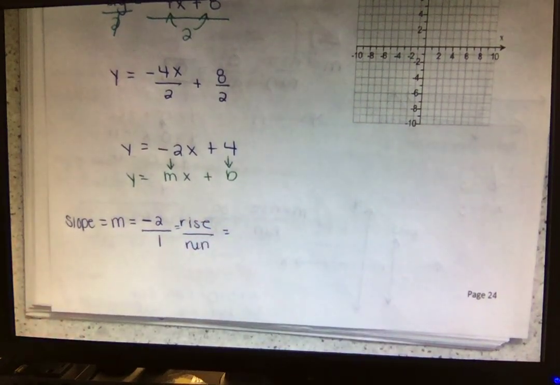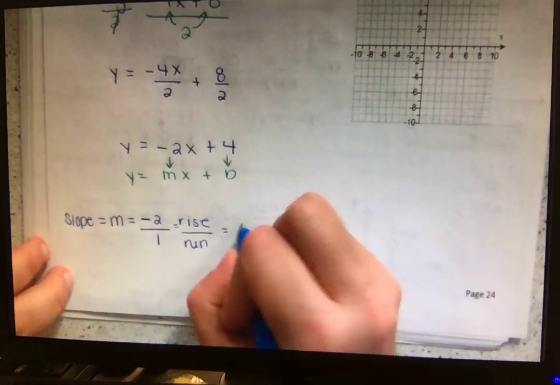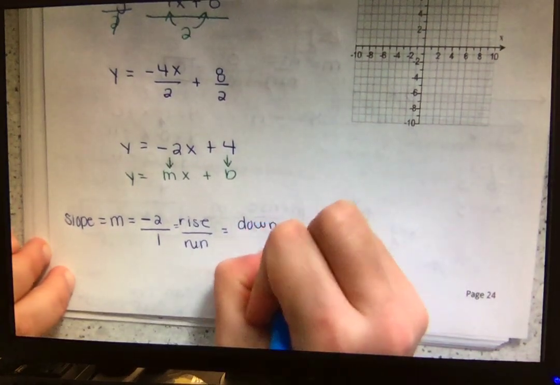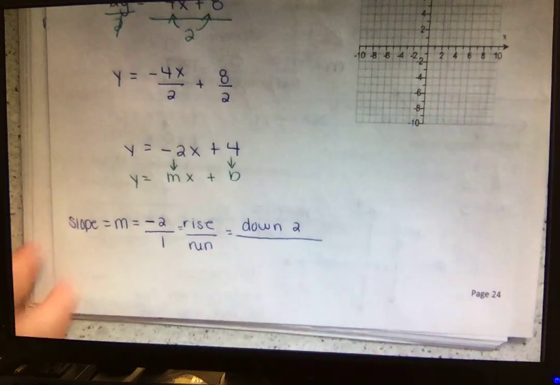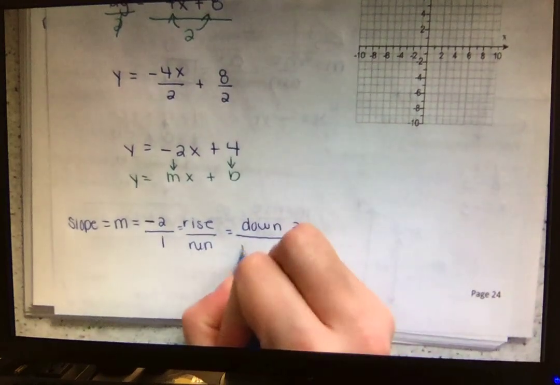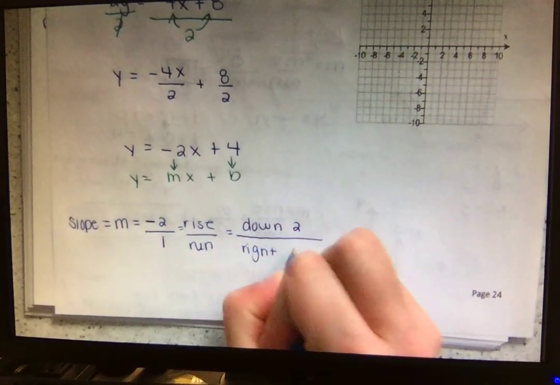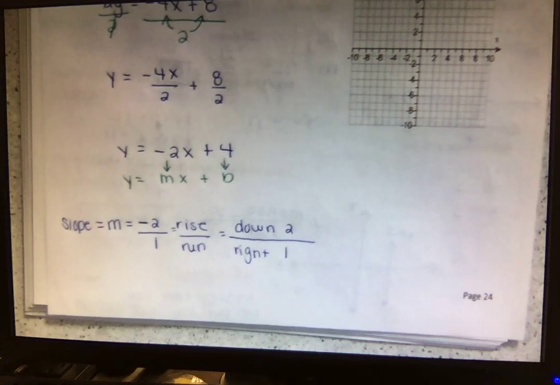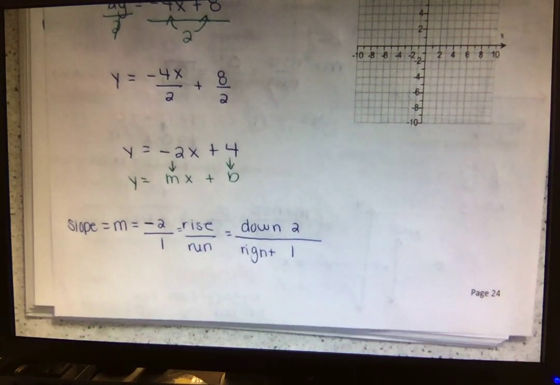So if I'm rising going up and down, negative 2, what does that mean? Down 2. And it's positive 1. I'm running left and right, so which way should I go? In the positive direction. Yep, to the right 1. So I'm going down 2 and right 1. So I need to have a point where I could start off to go down 2, right 1.